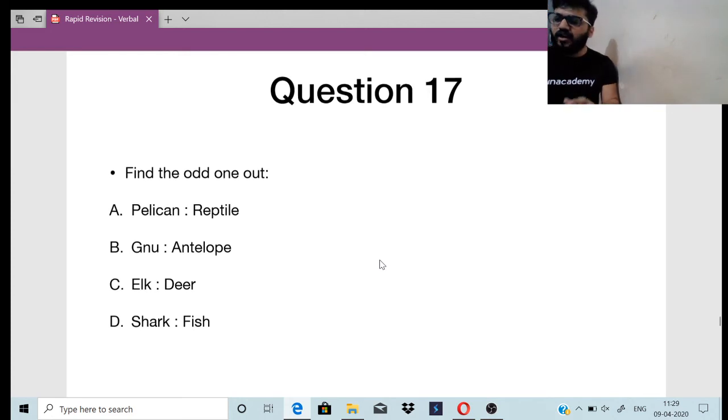Okay. Yes, find the odd one out here. We have 3 more questions. Find the odd one out. Pelican is to reptile. Gnu is to antelope. Elk is to deer, shark is to fish. So which is the odd one out here?